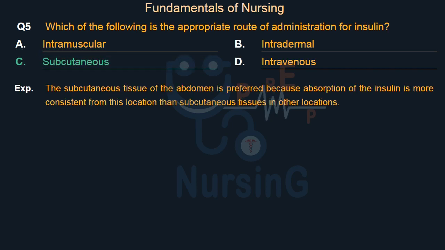Subcutaneous. The subcutaneous tissue of the abdomen is preferred because absorption of the insulin is more consistent from this location than subcutaneous tissues in other locations.